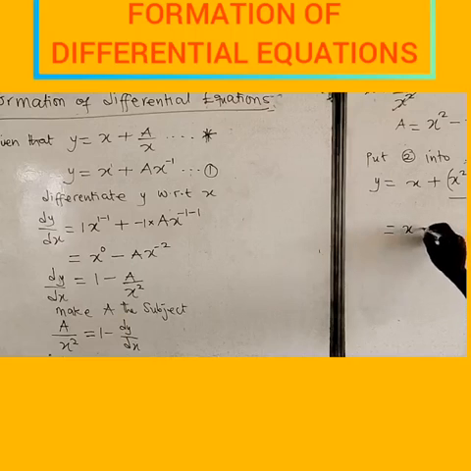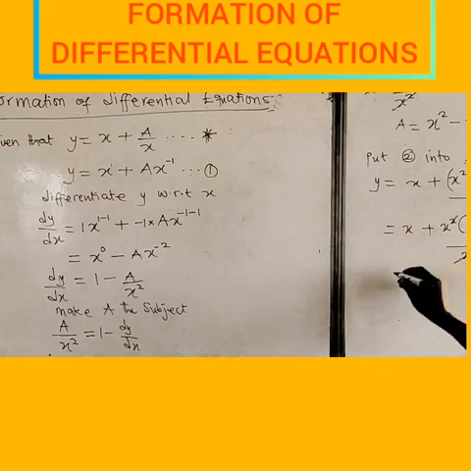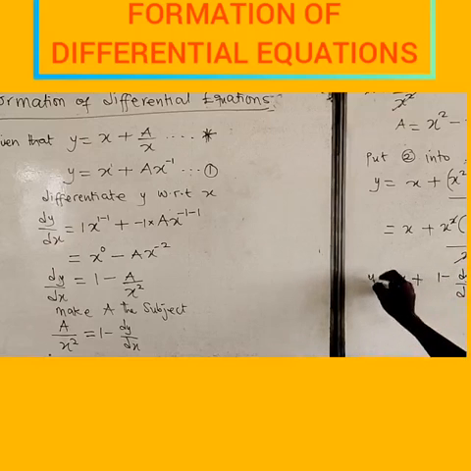So we have x plus x squared. We have x squared here, x squared here, so we factorize x squared out. Then we have 1 minus dy dx all over x, and this x will cancel one of these x. Then we have x plus x times 1 minus dy dx equals y.